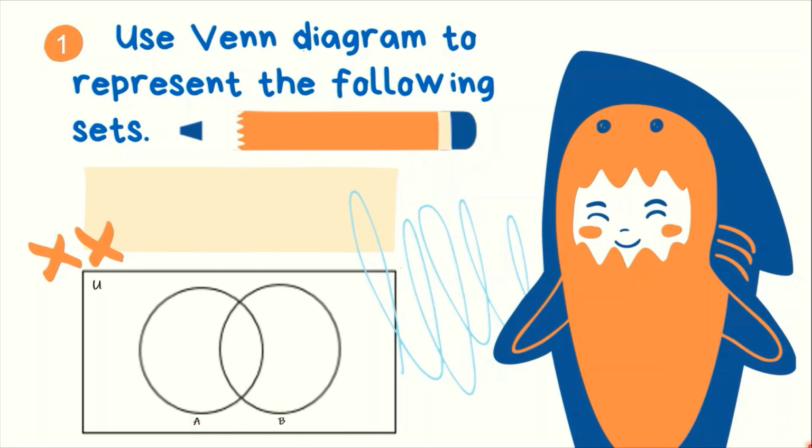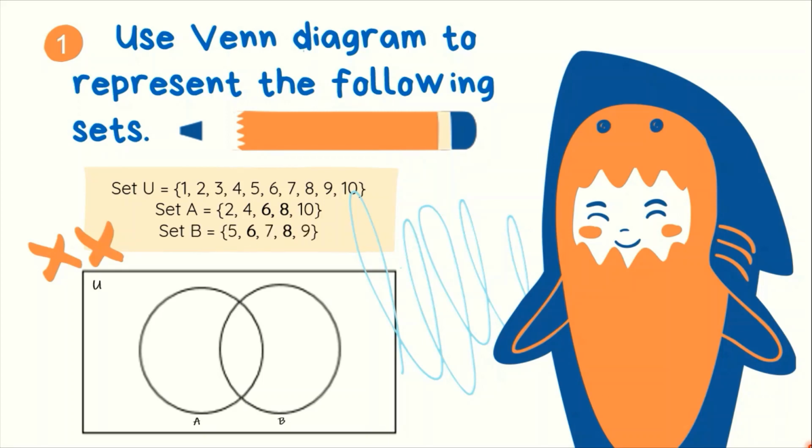represent these sets. Set U, or the universal set, must include 1, 2, 3, 4, 5, 6, 7, 8, 9, and 10. Set A must have 2, 4, 6, 8, and 10, and set B must have 5, 6, 7, 8, and 9. From these set notations, we know that the universal set includes all the counting numbers from 1 to 10. So, tignan natin ang sets A and B.